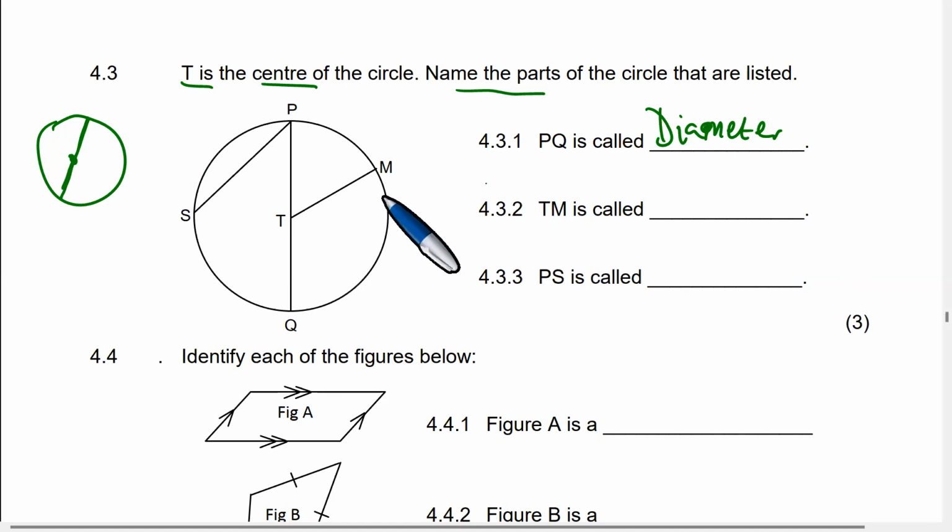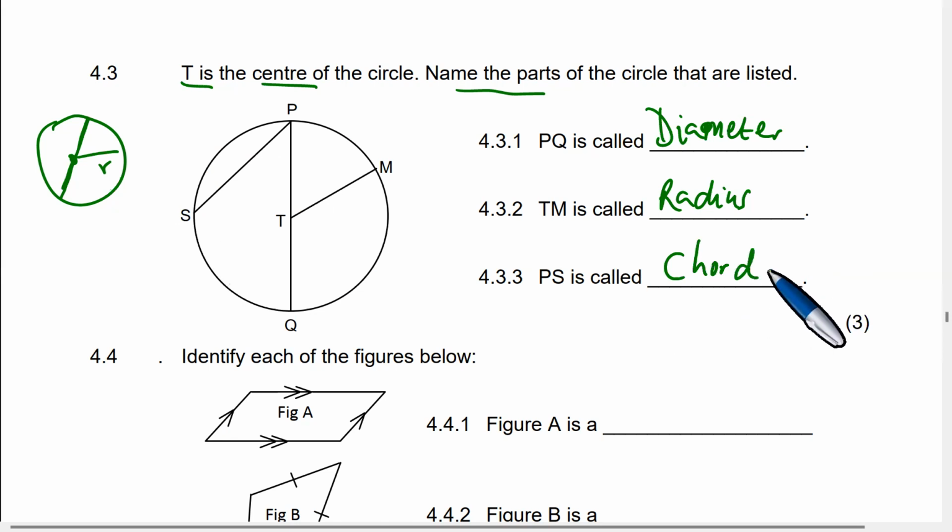TM. What is it called? It's called a radius, because a radius is from the center to the circumference. What is PS called? PS is a chord. It is called a chord.